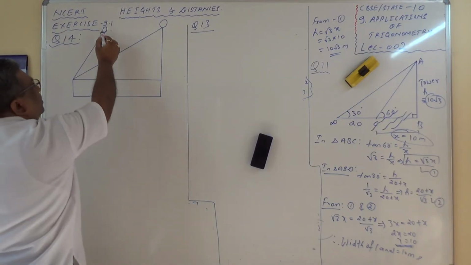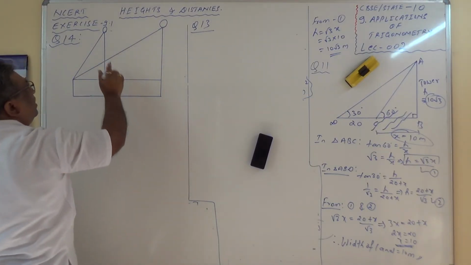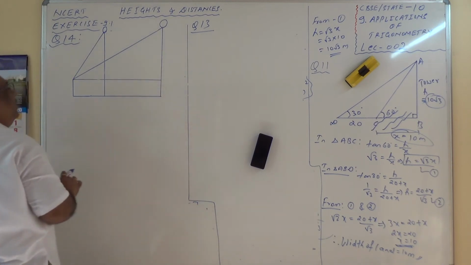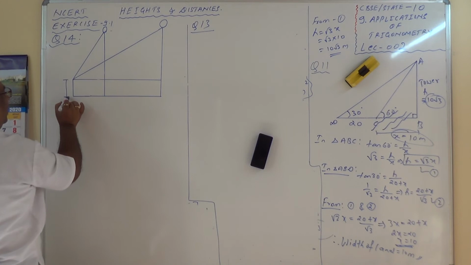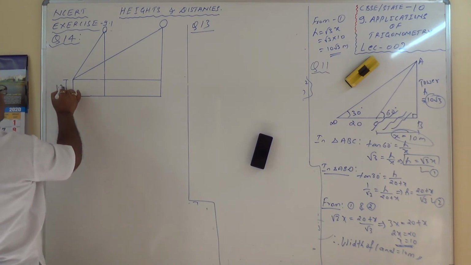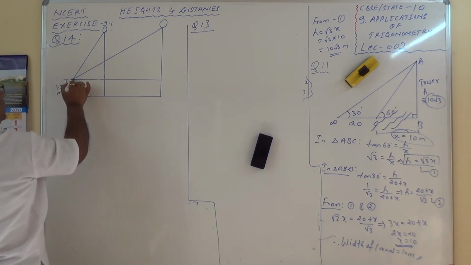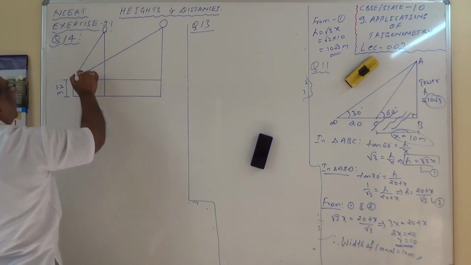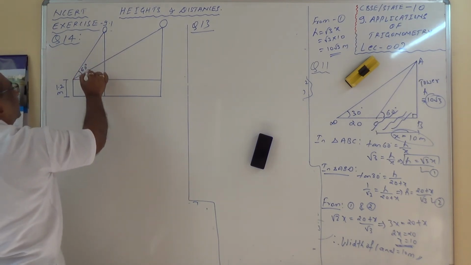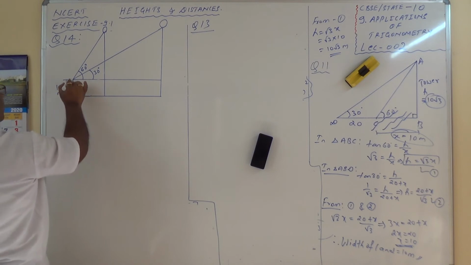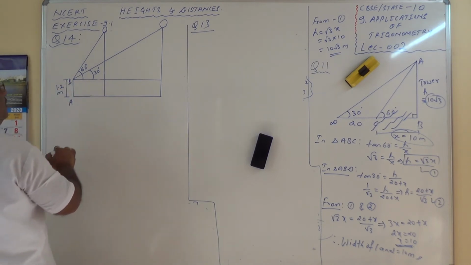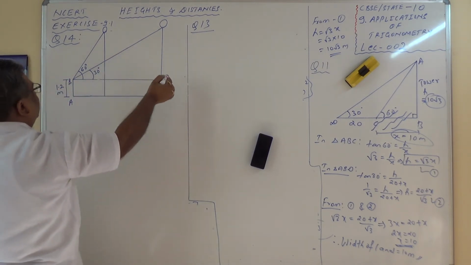Question number 14. This is a balloon which is moving in the horizontal direction. The girl's height here is 1.2 meter. From her eyes, the angle of elevation of the balloon is 60 degrees, and after some time it decreases to 30 degrees. Okay. So AB is the height of the girl, and what else?